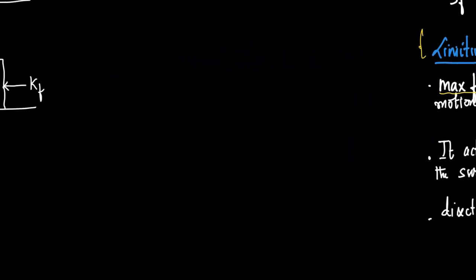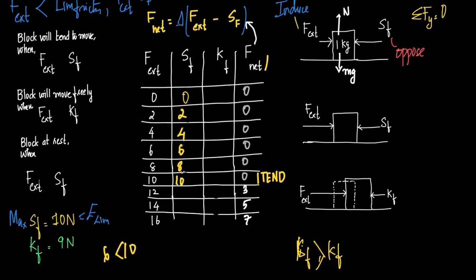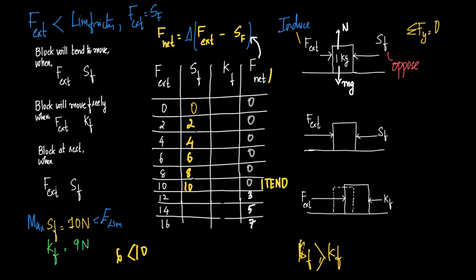So what is the maximum value of frictional force here? The maximum value of frictional force here is 10 newton, and therefore in this condition the body will tend to move. What happens prior to that? During all these conditions, the body will be at rest. Now let's try to understand what happens after this.